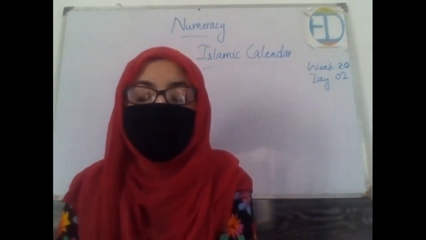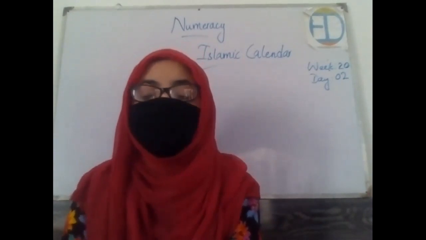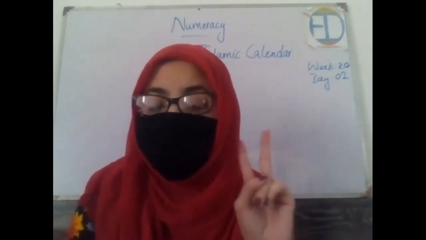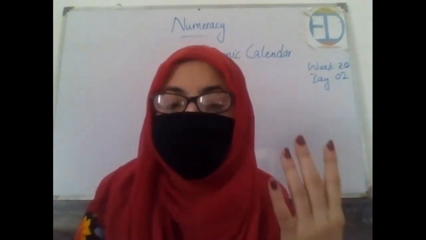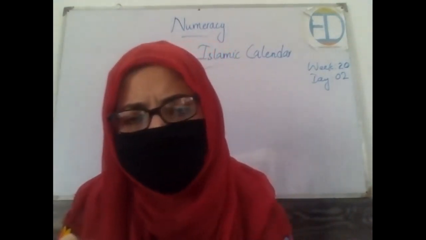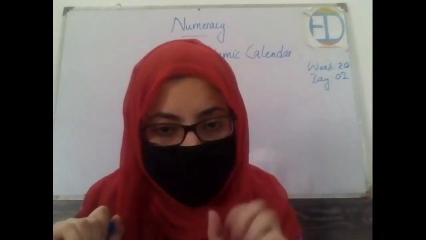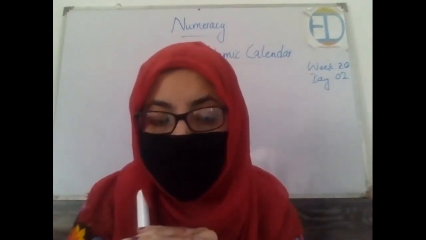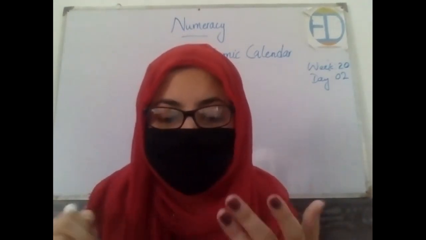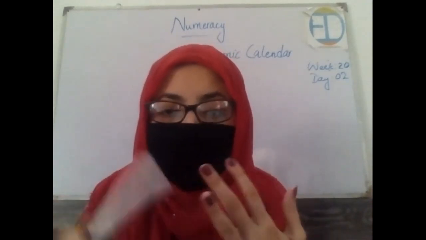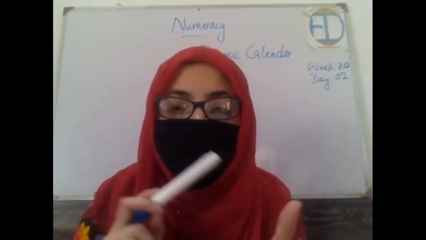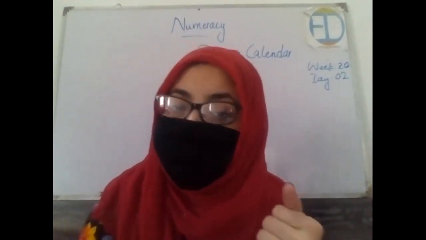In yesterday's class we talked about the Islamic calendar or the Hijri calendar. I told you that there are two types of calendar that we follow particularly: the solar calendar, and the Hijri calendar, also called the Islamic calendar or the lunar calendar. There are three names for it. The solar calendar is the one which we follow on a usual basis, and it has 12 months: January, February, March, April, May, June, July, August, September, October, November, and December.